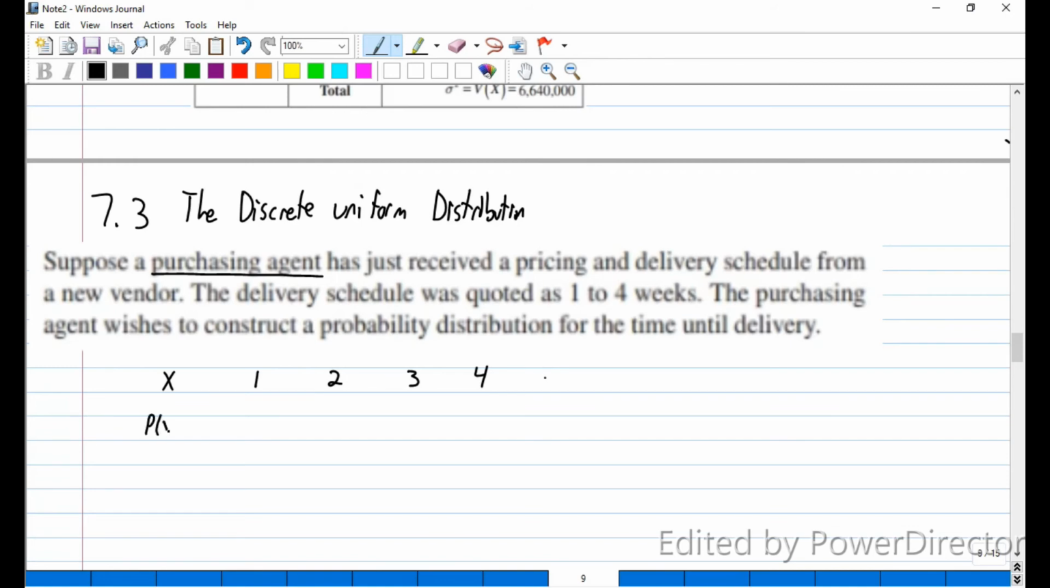And so the probability, if it's 1 to 4, and we assume that they're all the same probability, then each is 1/4. All right, so that is a discrete uniform distribution because each of the probabilities is the same. So let me see if I can find a problem that has a little more substance to it than that. Maybe one where I can calculate something.